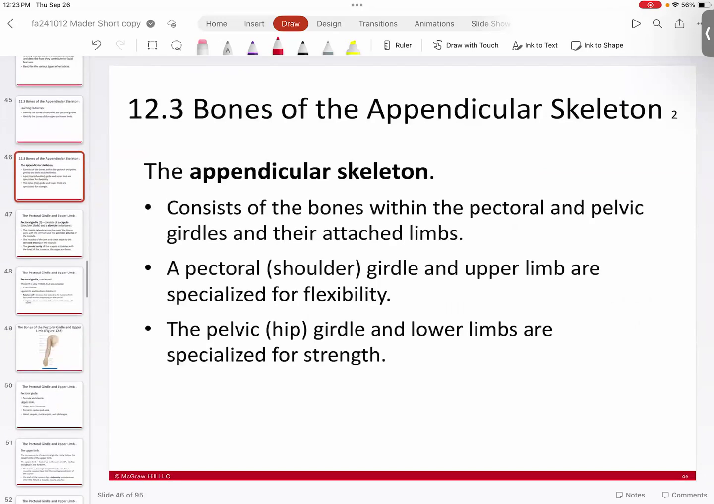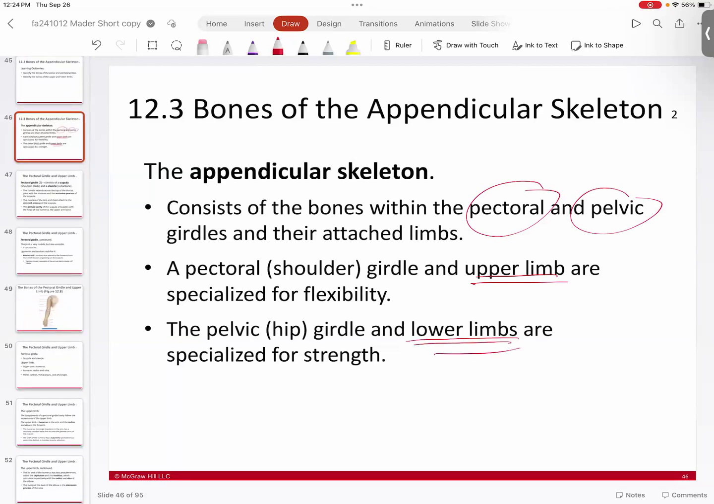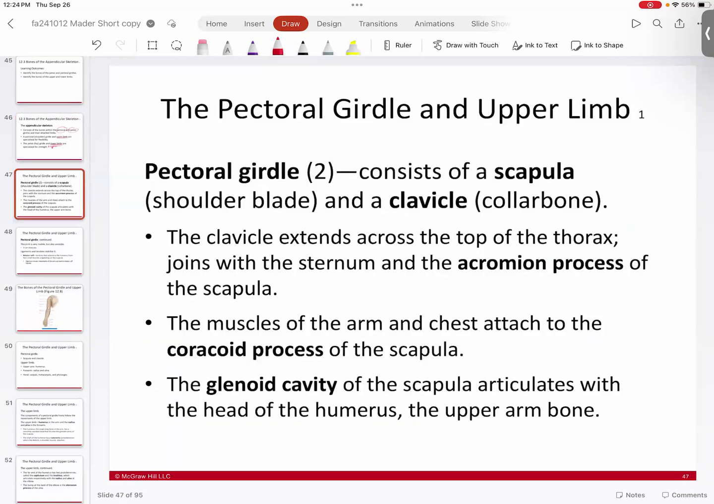Let's go ahead and take a look at the appendicular skeleton. So this is essentially bones of the pectoral and the pelvic girdles, that is to say your shoulders and your hips. And so this is going to be your upper limb. Your pectoral girdle is associated with your upper limb to give you upper limb mobility and flexibility, and your hip girdle or your pelvic girdle is for your lower limbs to give you strength and support. So your pectoral girdle is much, much more malleable, and it can move much better than your hip girdle.